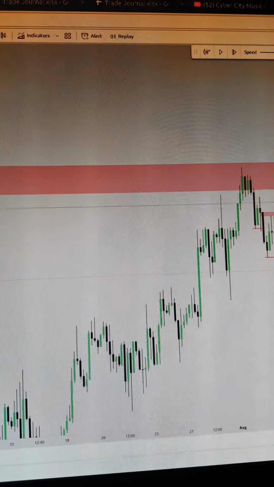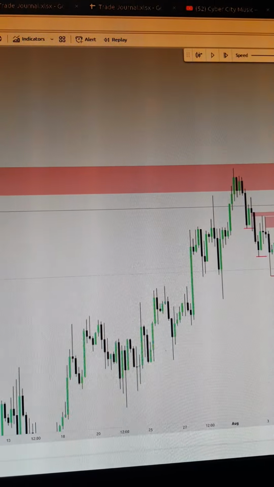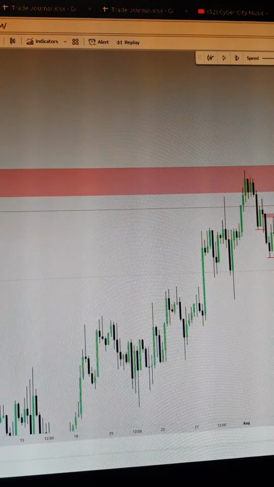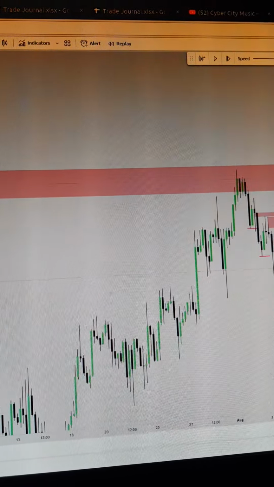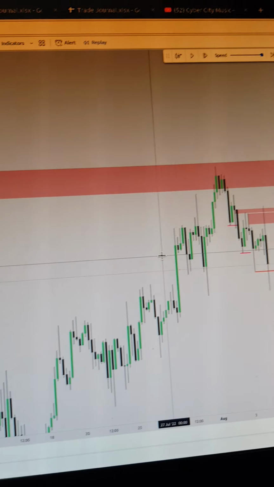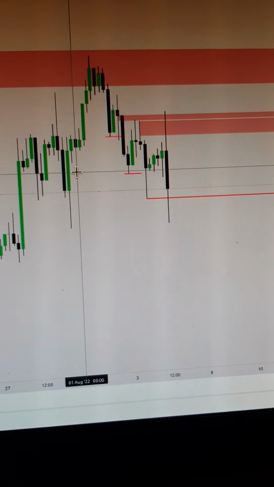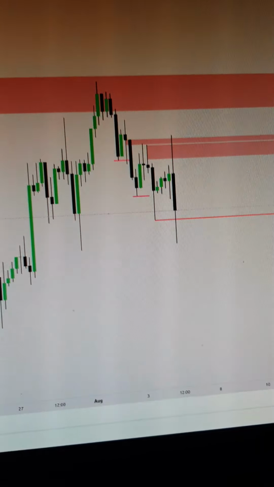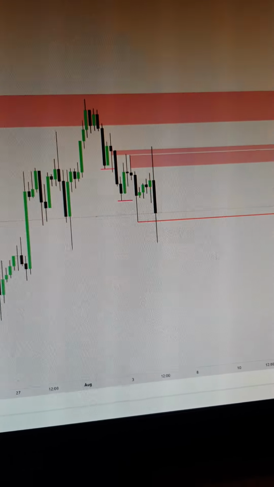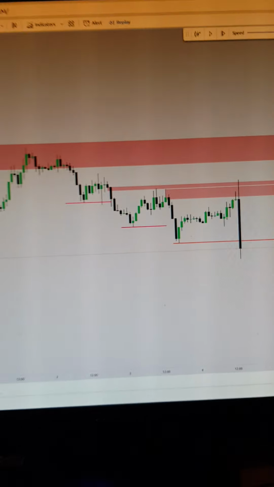This gap was filled. I was telling some people that I don't take trades on gaps. I always wait for price to also touch the order block. Okay, that's how I trade. So let's switch to H1.